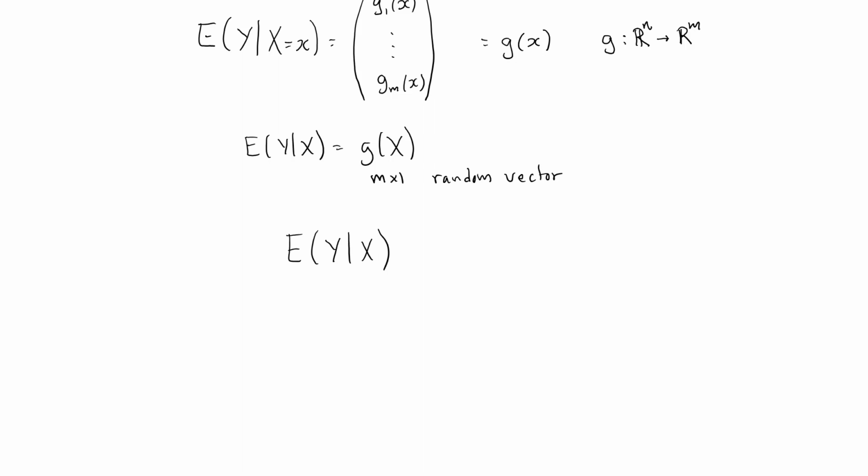Its dimension will always be the same as the dimension of y. If y is a random variable, the conditional expectation is a random variable. If y is a random vector, m by 1, the conditional expectation is a random vector. The dimension of this does not in any way depend on the dimension of x.